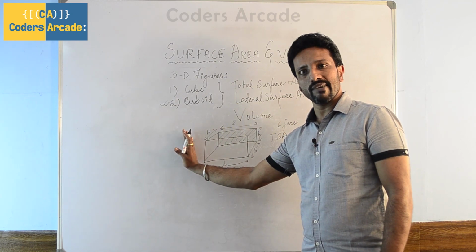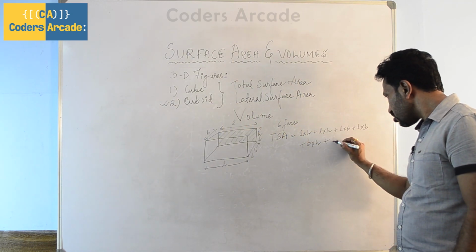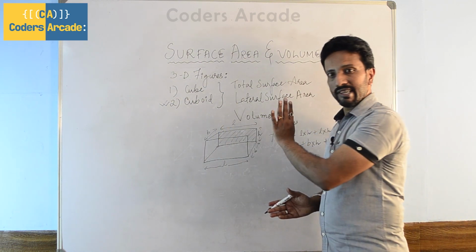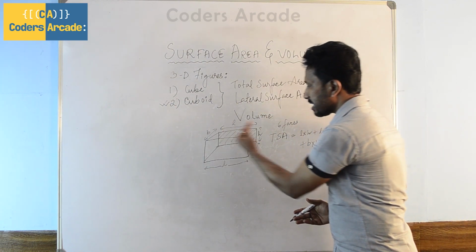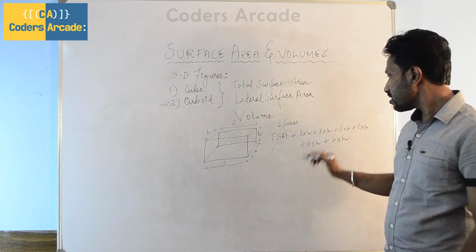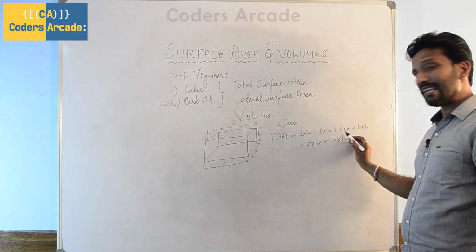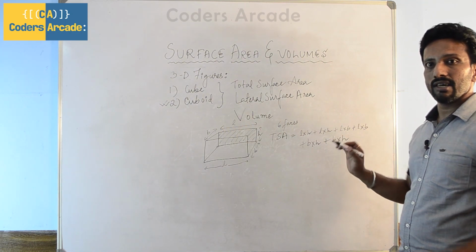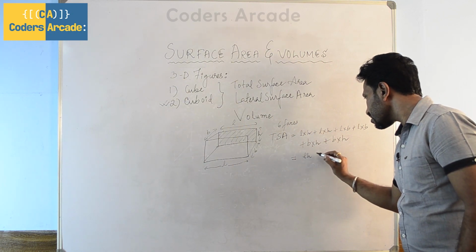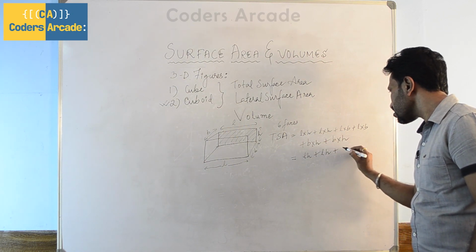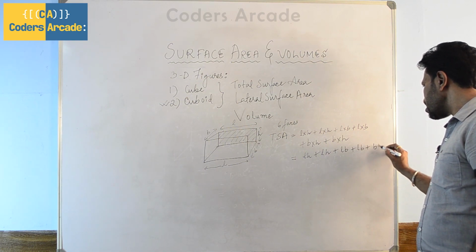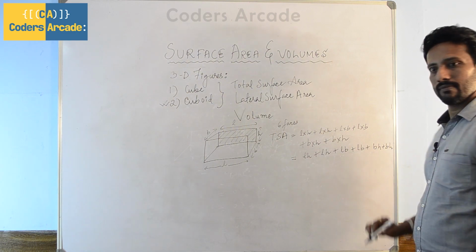Now we are left with this face. Therefore, it will be also B into H, because front and back are similar, this side and this side are similar, and the bottom and the top are similar. Therefore, it will be LH, LH, LB, LB and BH, BH. And finally, we can write like this: LH plus LH plus LB plus LB plus BH plus BH.